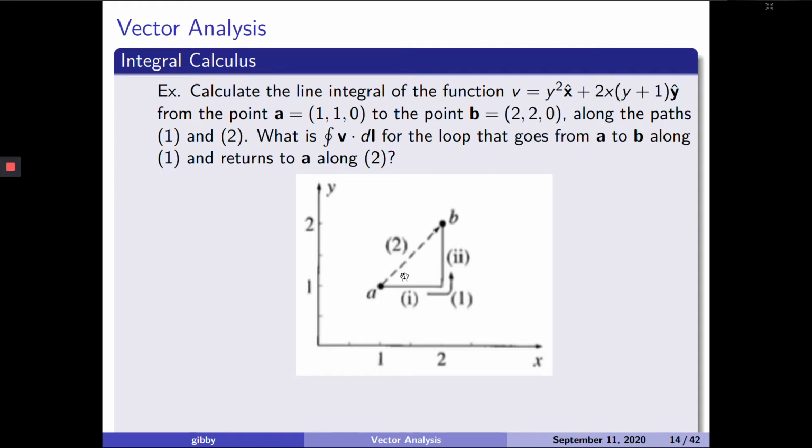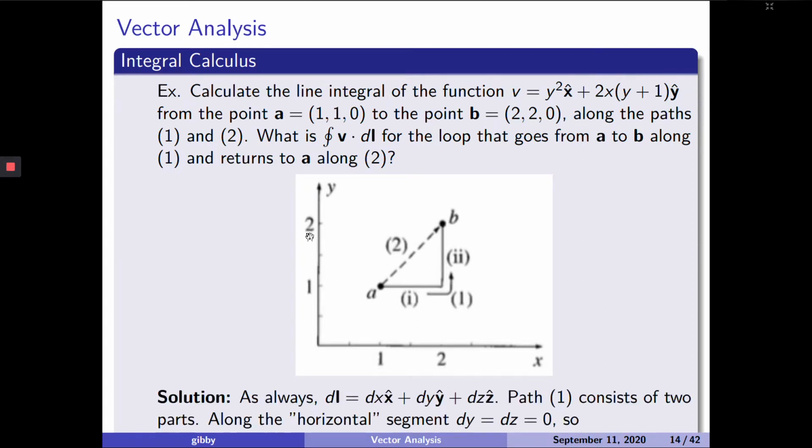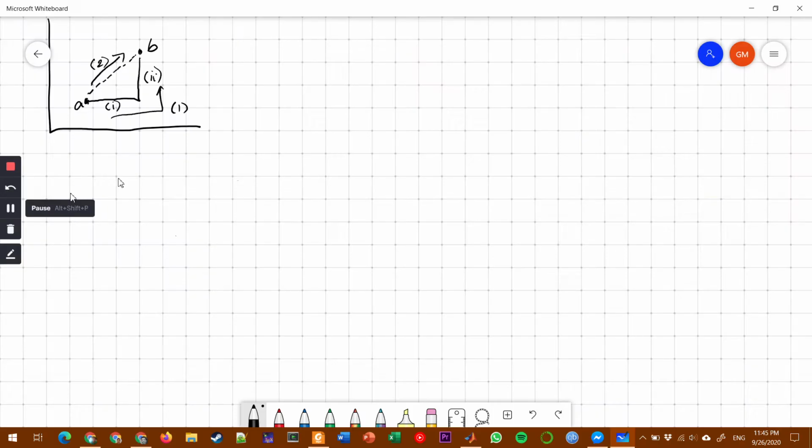From a to b along path 2. Okay. So let's solve this one. So this is our example. We have this graph here, and then, okay, this is the x-axis and this is your y-axis, and this is point 1 and this is point 2, and then this is the 1, then this is 2 here. Okay, so that's it.